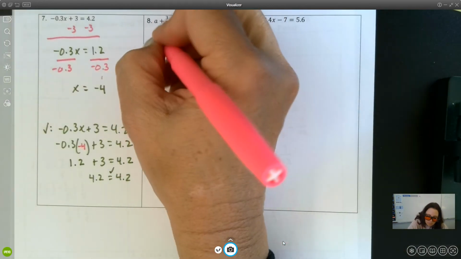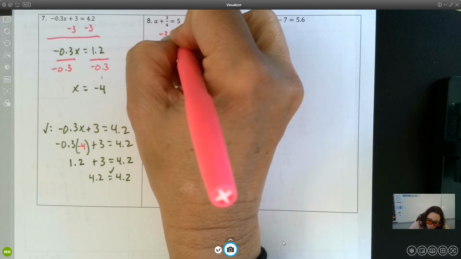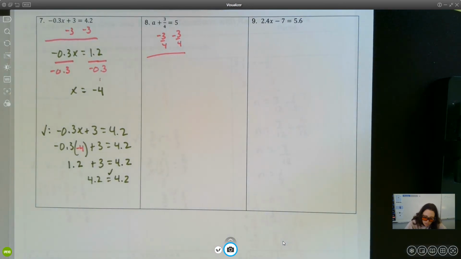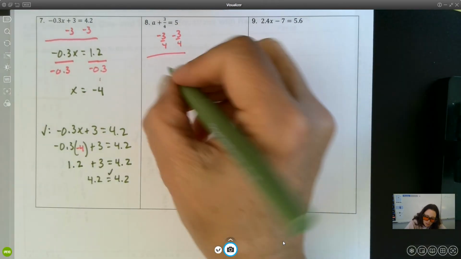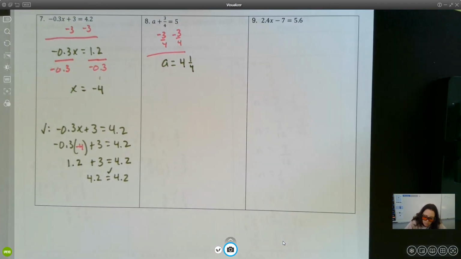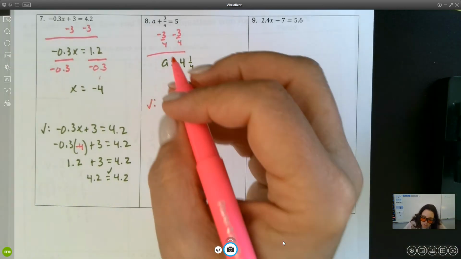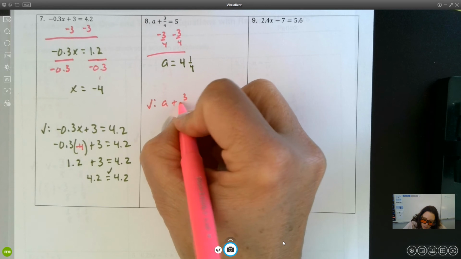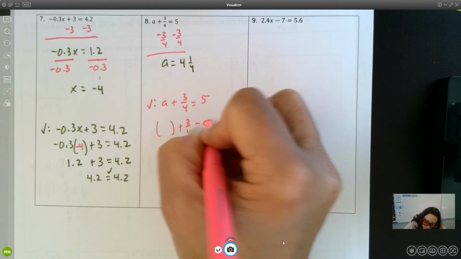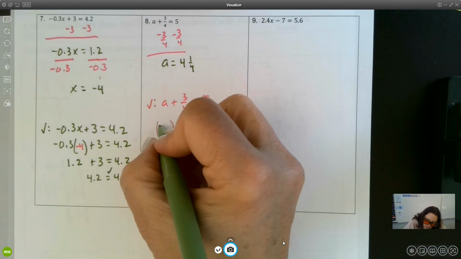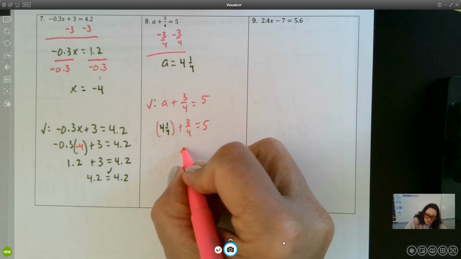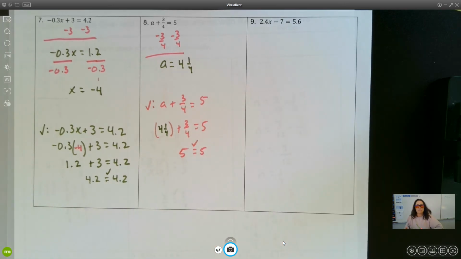All right, this guy. Subtract negative 3/4 to both sides to get that a by itself. So wouldn't that just be a equals 4 1/4? Okay, let me do the check in pink this time so it doesn't blend into that one I just did. All right, so a plus 3/4 equals 5, parenthesis plus 3/4 equals 5. Tuck in the 4 1/4. 4 1/4 plus 3/4, that gets us 5. 5 does equal 5.